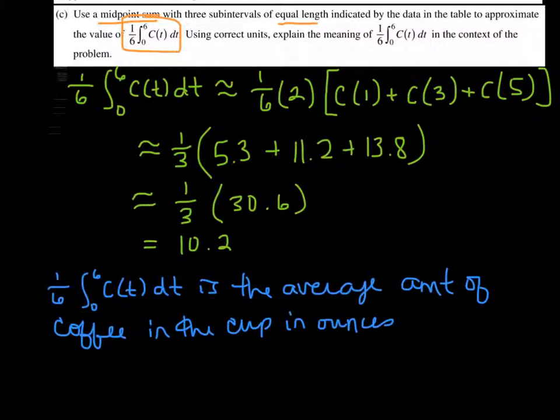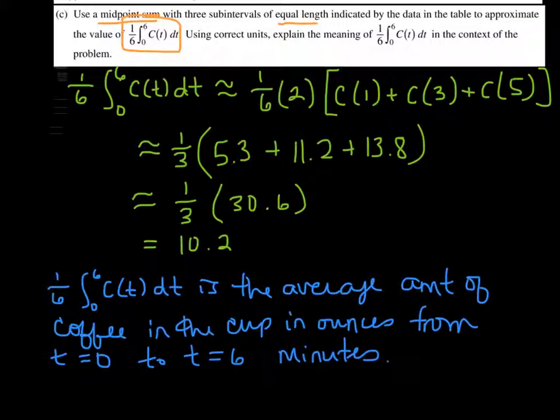And then you have to state the time interval. So from t equals 0 to t equals 6 minutes. Okay, very good. Let's go ahead and move on to part D.